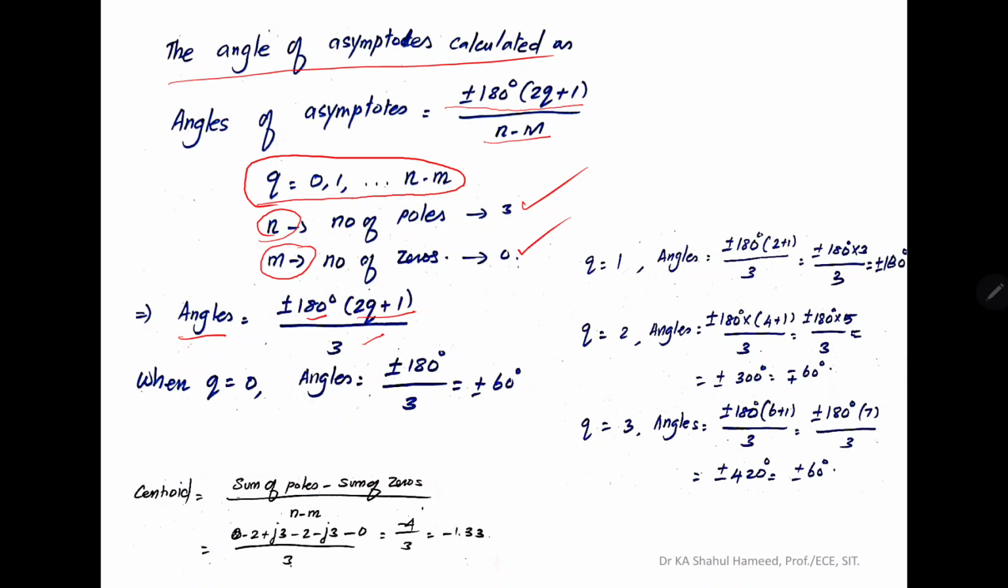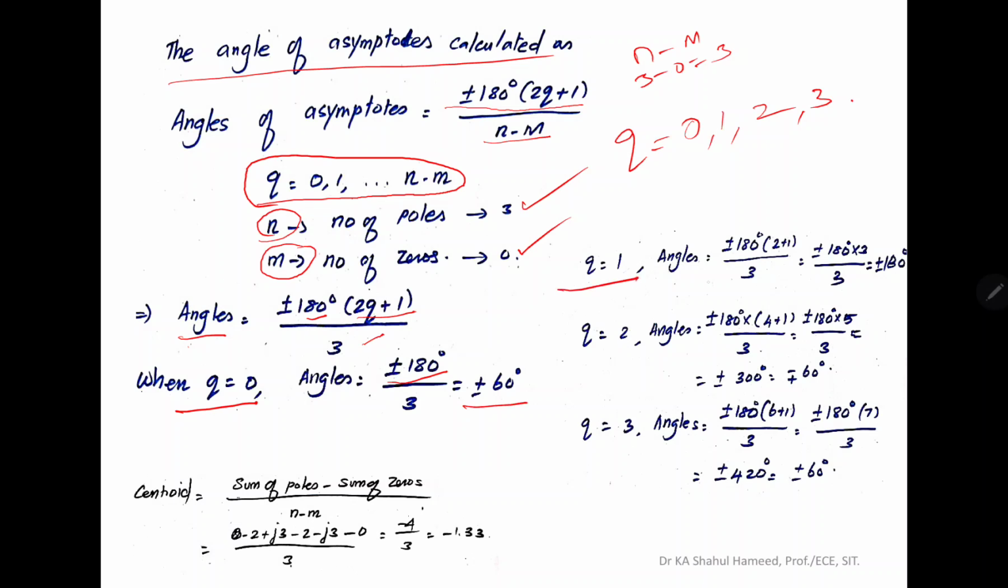We have to substitute different values of q. For this case q is equal to 0, 1, 2, and n minus m, that is 3 minus 0, is equal to 3, so we can go up to 3. When q is equal to 0, the angle is plus or minus 180 degrees divided by 3, and we get plus or minus 60.